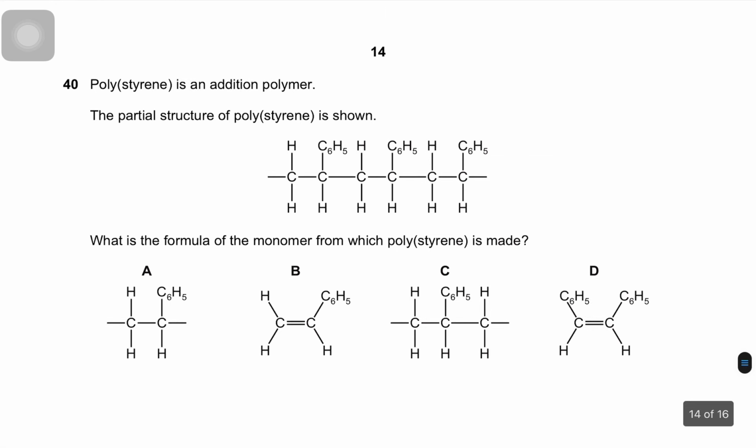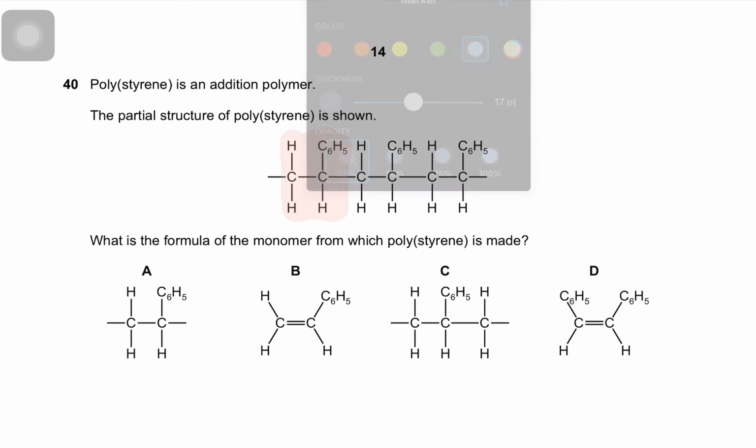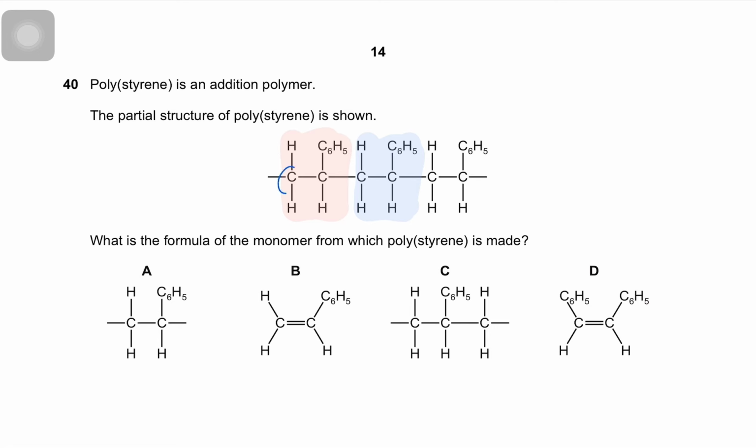The last question says polystyrene is an addition polymer. The partial structure of polystyrene is shown. What is the formula of the monomer from which polystyrene is made? You can see this is your monomer, highlighted over here. These 2 carbon atoms are central, so they should have a double bond between them, with H on the left side, C6H5 and another H on the right side. So B is the right answer.